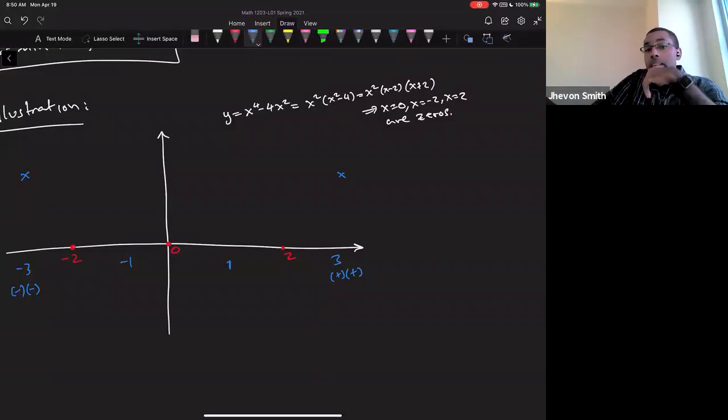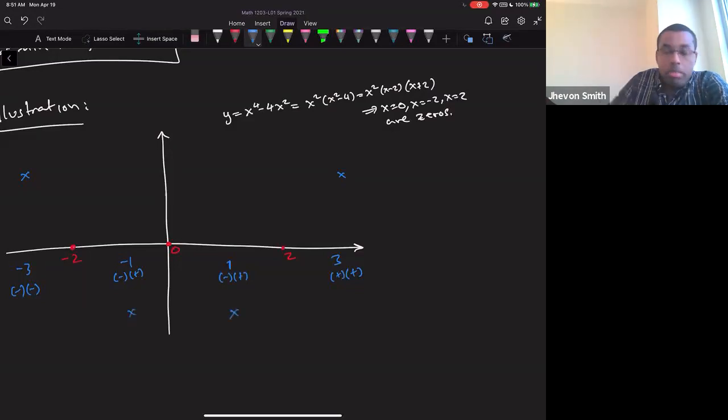Okay. So we didn't even have to test the endpoints, actually. We kind of knew that they had to go up in both directions. If I plug in -1, -1 - 2 is negative. -1 + 2 is positive. If I plug in 1, 1 - 2 is negative. 1 + 2 is positive. So these are negative, so the graph needs to be down here. So ultimately what your graph looks like is like a W.